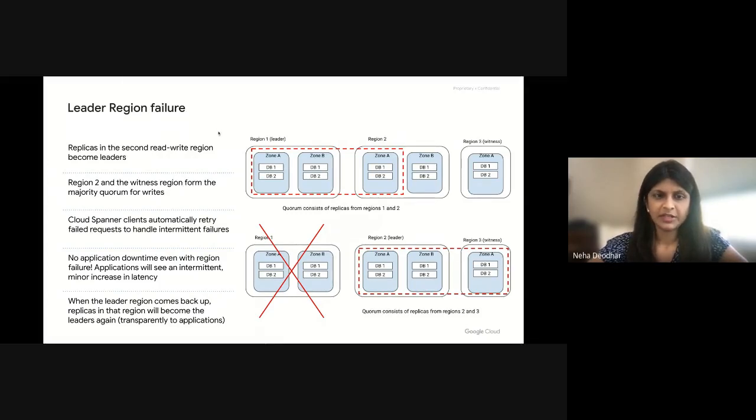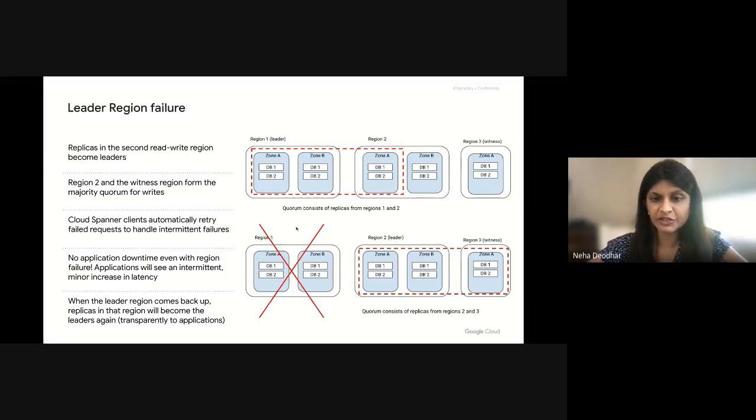Okay, so let's move on to how failures are handled in Cloud Spanner. Now, starting with a multi-region configuration. We have an example configuration here where you have region 1, which is the default leader region, region 2, which has 2 read-write copies, and region 3, which is witness. Now, under a normal situation, when all replicas are up and running, your majority quorum might be these 2 replicas in region 1, and let's say the replicas in zone A of region 2.